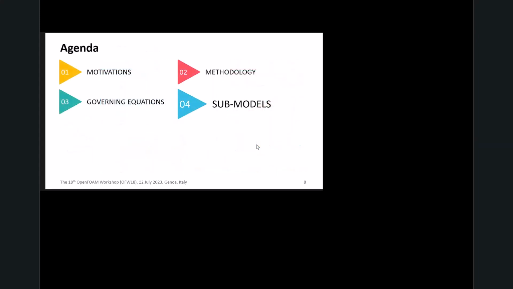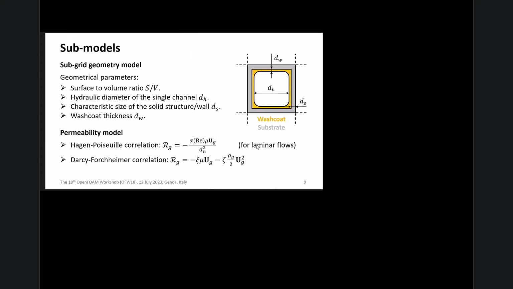Now let's pass to the different models that we have implemented to simulate the substrate. As I have already said, the substrates are simulated as a porous medium, and in general, the characteristic dimension of the grid is larger than the typical length scale of the channel substrate, and for this reason, the subgrid geometry model is required to characterize the geometrical parameters of the catalyst. The parameters used in the simulation are the surface volume ratio, the hydraulic diameter of the single channel, the characteristic size of the solid structure, and the washcoat thickness.